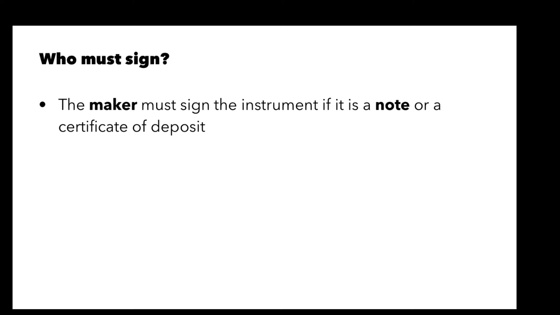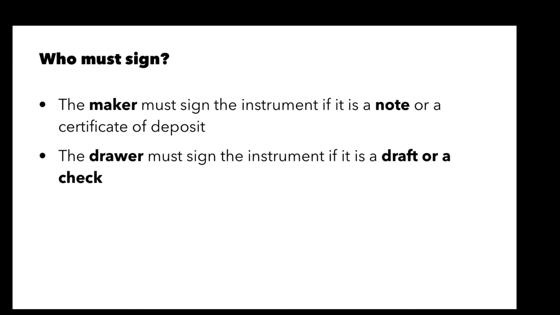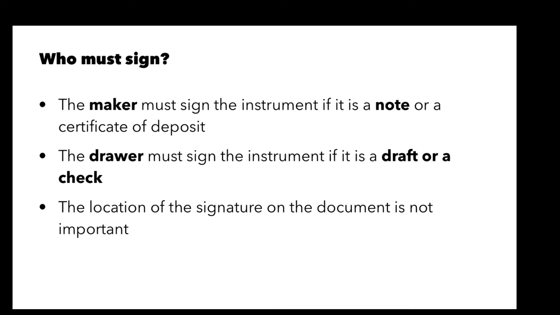Now, who must sign? Well, the maker must sign if it is a note, a promissory note, or a certificate of deposit. If it is a draft or a check, the drawer must sign the instrument. And again, the location of the signature on the document is not important. It doesn't even have to be separate. If I write out a statement like, I, Griffin Pivotal, promise to pay Janelle $1,000, that's sufficient to act as a signature, even though it's not found in a separate signature block.